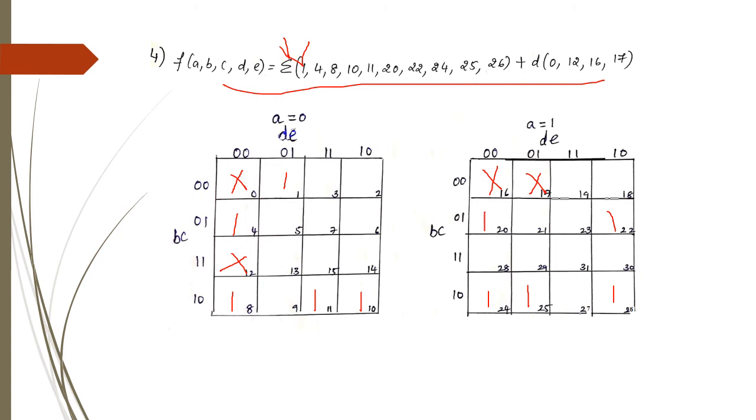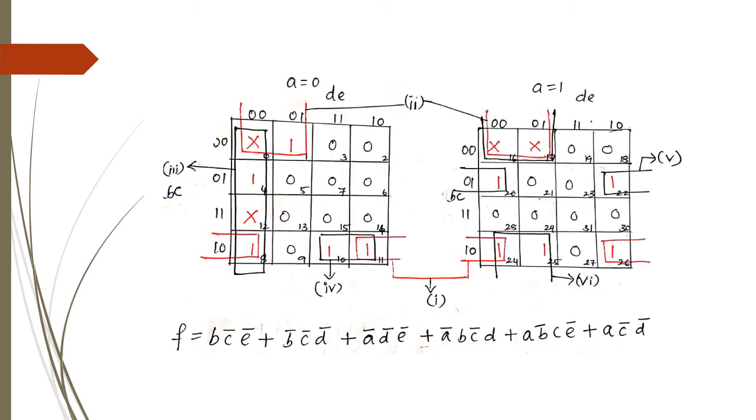Next, we'll see how to group these cells. The first grouping: I can take these cells together, that is the 8th cell, 11th cell, 24th cell and 26th cell. If I group these cells together, I get the expression B, C bar, E bar, because I'm grouping 4 cells, so obviously the number of literals is 3.